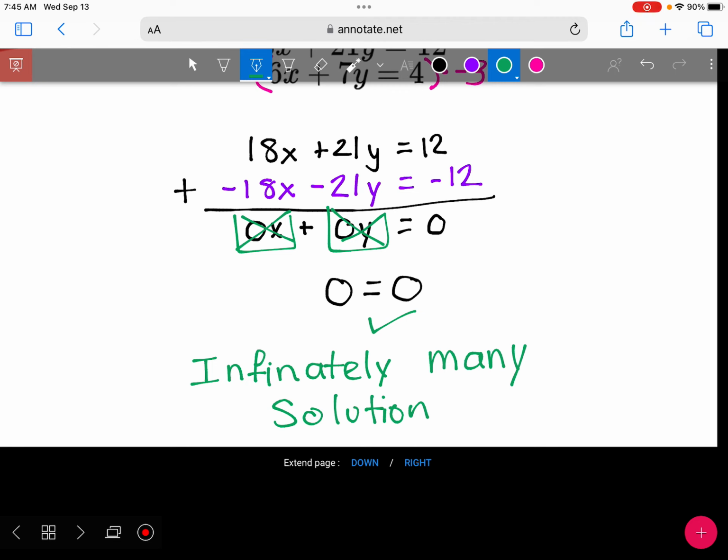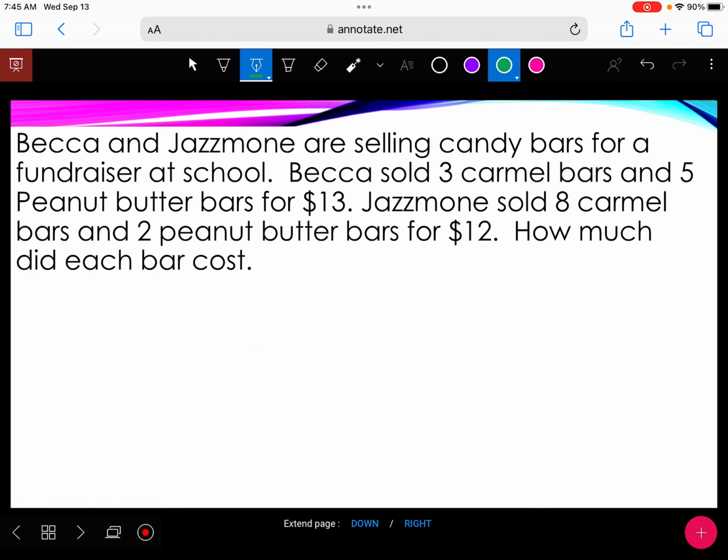Questions on this one? We have one more bit. And it's a story problem. We've got Becca and Jasmine A are selling candy bars for a fundraiser at school. Becca sold 3 caramel bars and 5 peanut butter bars for $13, and Jasmine A sold 8 caramel bars and 2 peanut butter bars for $12. How much did each bar cost?